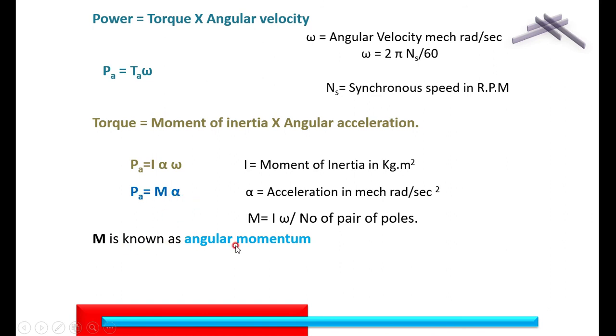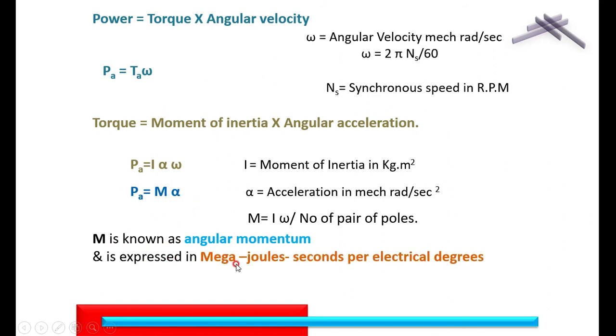M is known as the angular momentum. It is usually expressed in terms of megajoule second per electrical degree. How we arrived at this particular unit for m, that we will see in the subsequent discussion. At this point you can remember that Pa is equal to m into alpha, that is angular momentum multiplied by acceleration is the accelerating power Pa.